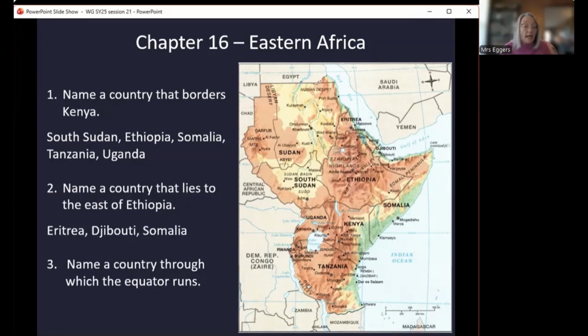Nice. Name a country through which the equator, that is true. Yes. Eventually you would hit India. That is true. I should have said on the continent of Africa. Okay, name a country through which the equator runs. It's kind of hard to see. I think we're right here, though. On the continent of Africa.